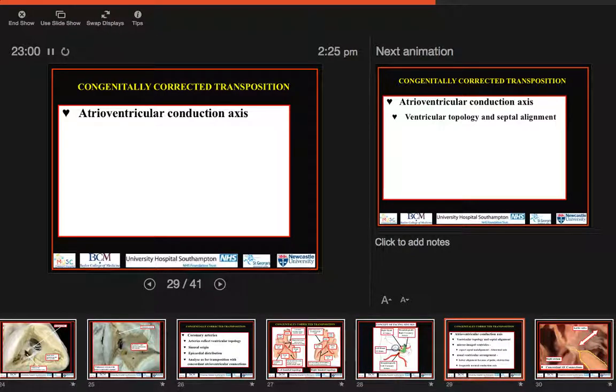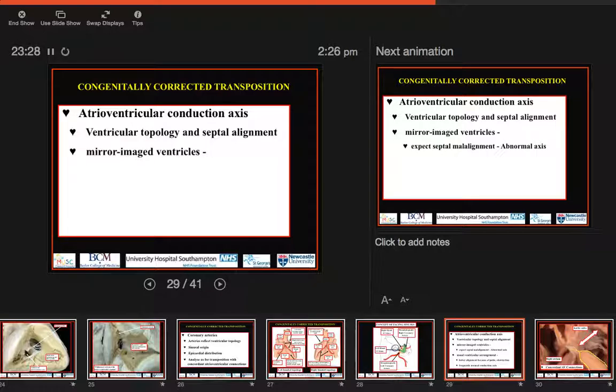The focus of our attention throughout today's meeting has been on the conduction system. And in congenitally corrected transposition, we know that there is a grossly abnormal location of the conduction axis. And this depends on two things. It depends on the one hand on ventricular topology, and on the other hand on septal alignment.